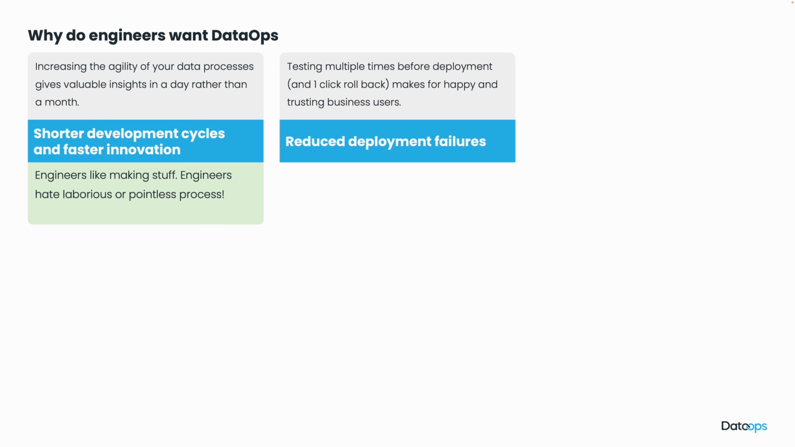Yes, the business wants happier business users, more trusting business users. They like the fact that things are heavily tested before deployment, and if there is a problem, it can be rolled back with a single click. But as an engineer, I hate stress. I want the release to production to be the least exciting part of the process because I know it's going to work fine. Any exciting or problematic things that could have happened have already been filtered out by my testing process. So I want that deployment to production to be the least nerve-wracking, the most relaxed part of the process.